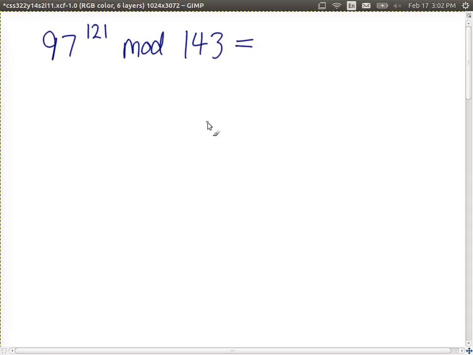The totient of 6 is 2. There are two numbers less than 6 that are relatively prime with 6. 6 is not prime, so it's not simply 5.